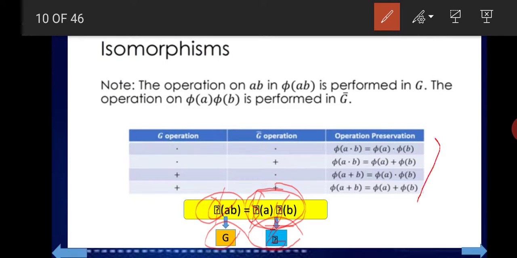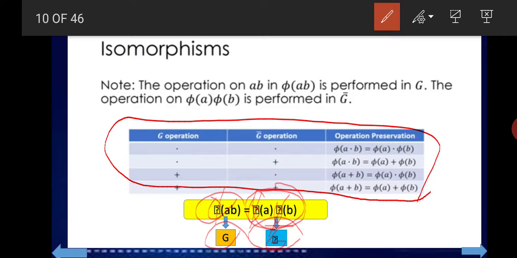And this is how operation preservation looks like. We have an operation in G, and we also have a multiplication operation in G bar, and this applies in operation preservation. Likewise, we also have multiplication and addition operations, and it applies there, and so on and so forth.